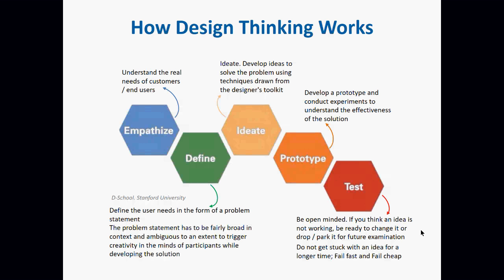So 5 phases, a very simple framework created by the D School from Stanford University. The 5 phases: empathize, define, ideate, prototype, test. And as you can see, in each and every phase, the focus is again back on the consumer's needs. What can be done to create a wow in the minds of the consumers?